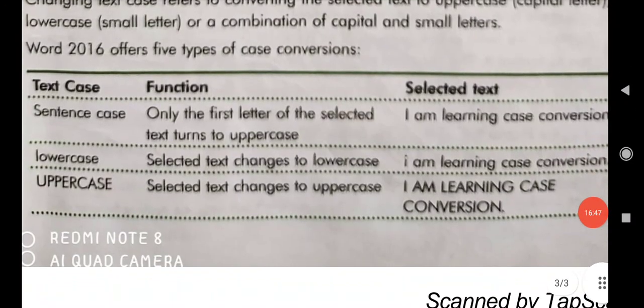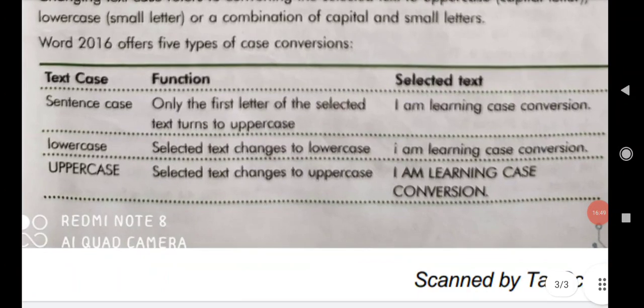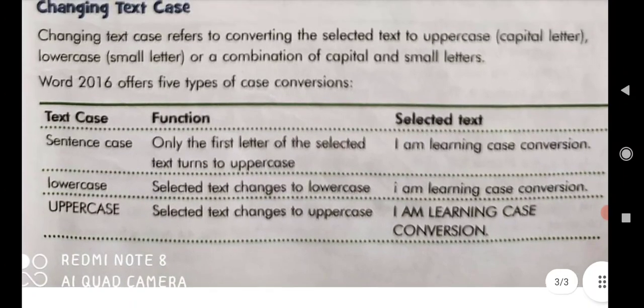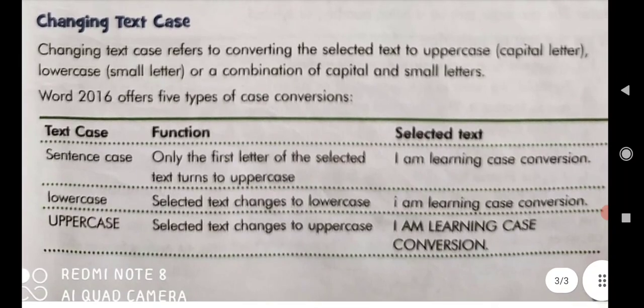See here, a table is given: text case, sentence case. How many types of case do we have? See here, Word 2016 offers 5 types of case conversion. First is sentence case, then lowercase, uppercase, capitalize each word, and the last one is toggle case. So these are the 5 types of case conversion.